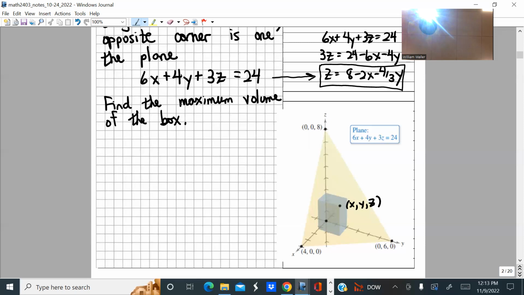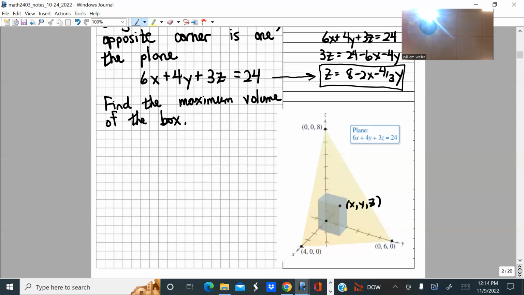Same thing here. If this edge is on the surface, you still get a flat box of volume 0. So you want the corner to be a little bit above the XY plane, right? But again, it's got to touch this surface. So how do we attack this thing?